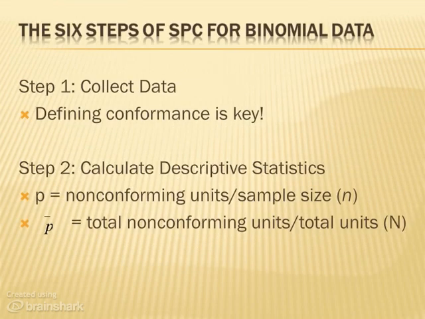Ross has 6 steps for using SPC for binomial data. And of course, the first one is to collect the data. But I think we have to back up before that and define what we mean by conformance, because that could be subject to interpretation, such as if you have a delay in starting a medical procedure. I mean, that could really vary.